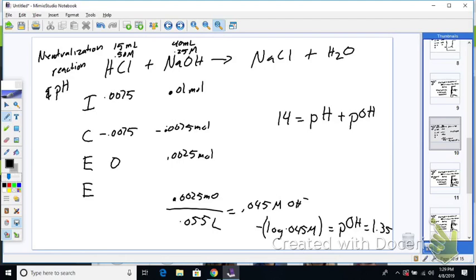So it kind of goes off of that 1 times 10 to the minus 14 that we deal with when we take a look at KB and KA. But all we need to do is find the POH, and once we find the POH, all we have to do is say, well, the pH plus 1.35 equals 14, so the pH equals what? 12.65. And that's what the pH probe would read, 12.65.